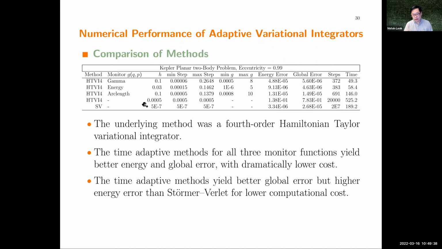And the upshot of this is that you can get numerical methods which turn out to be more efficient than Störmer-Verlet. And actually, Störmer-Verlet is a surprisingly difficult method to beat, because in separable Hamiltonian systems, Störmer-Verlet is explicit. So it's incredibly efficient for many practical problems. And nevertheless, these methods do perform more efficiently.